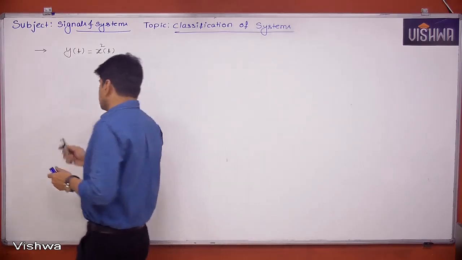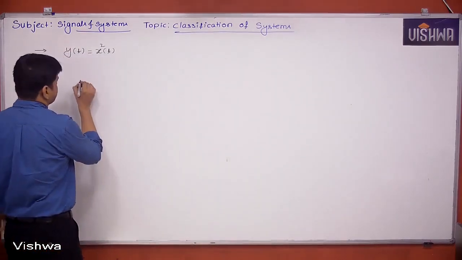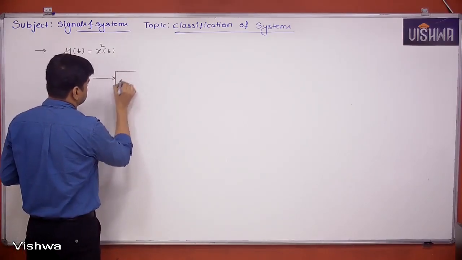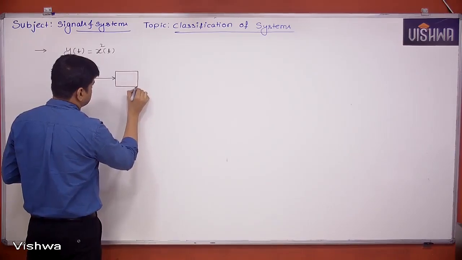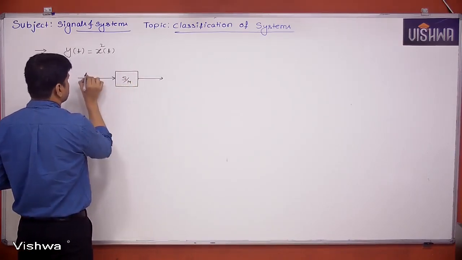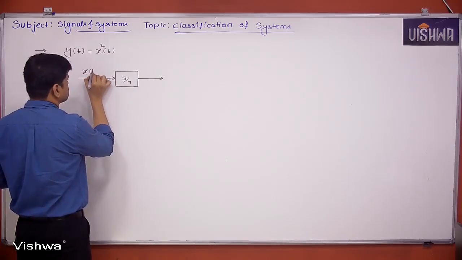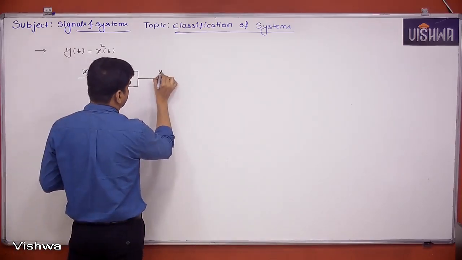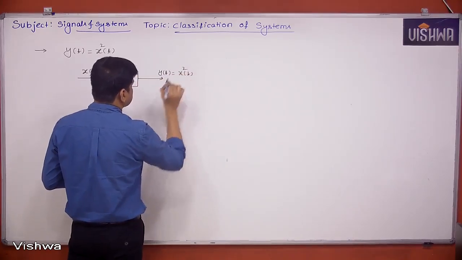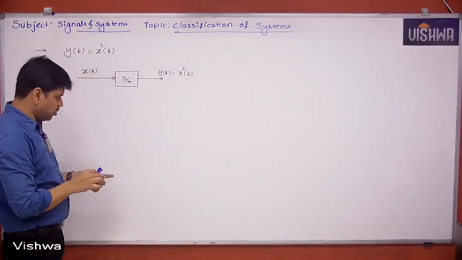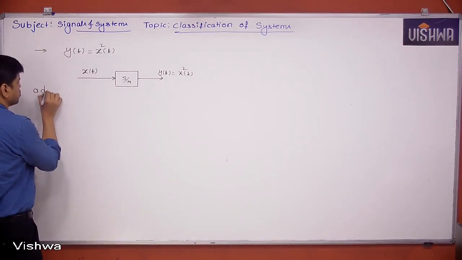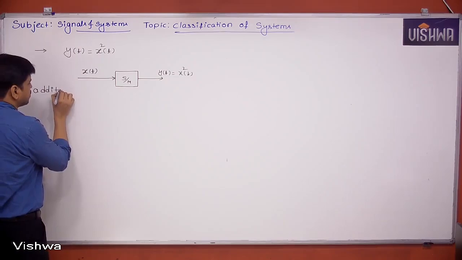So that means if I take a system, if the input is x of t, the output is y of t, which is x of t square. Simply squaring the input, that's the meaning of it. Now let's see. First I am checking the additivity principle, whether it is satisfying additivity or not.